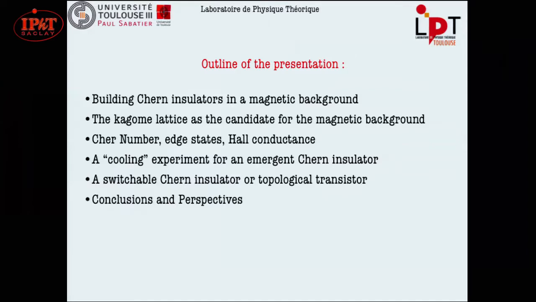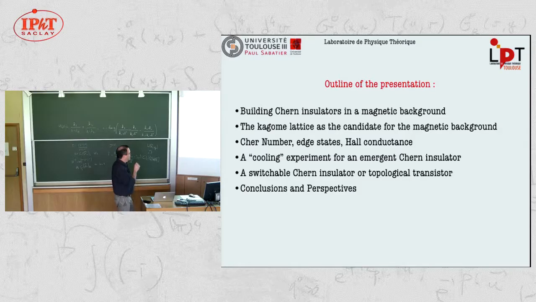So I was saying that it's going to be a kind of a bridge between antiferromagnetism and topological insulators, and more precisely Chern insulators. So a good background to build a Chern insulator is the Kagome lattice, which is, I guess, very well known for people here from the community of frustrated magnetism. Then I will go a little bit further into the details of what is a Chern insulator, what is a Chern number, the fact that it means that it has edge states and a Hall conductance.